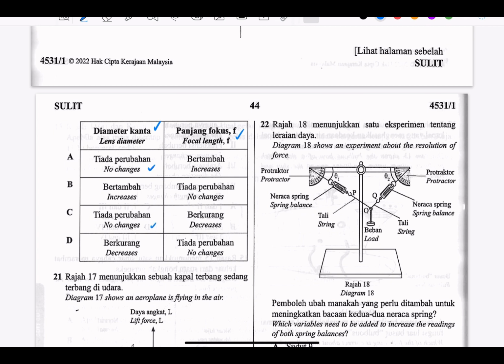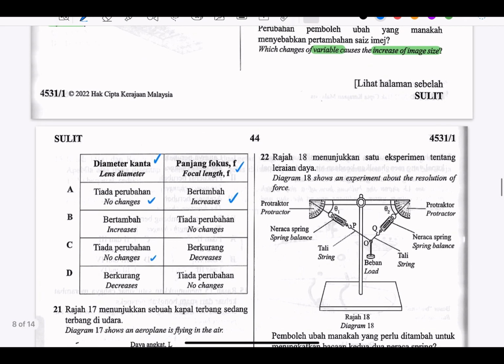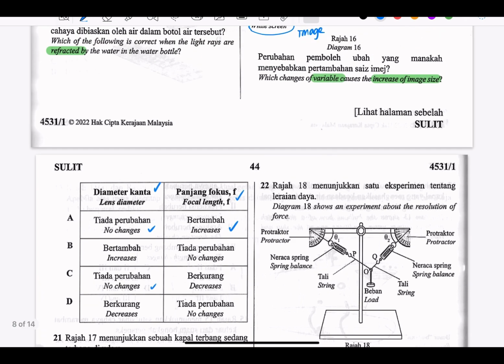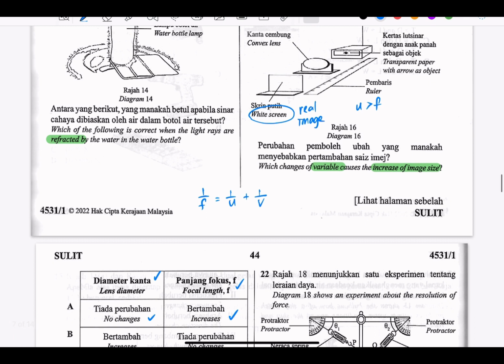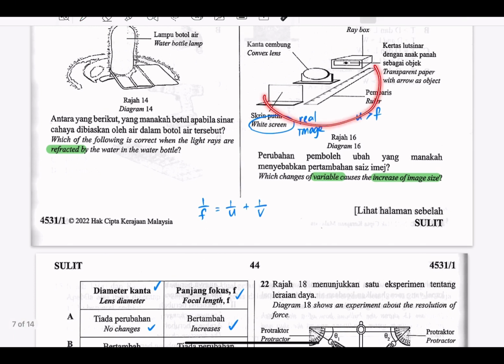So no. For focal length, when the focal length increases, the size of your image will increase. So we have a look at the lens formula. Okay, this is the lens formula. In this experiment, we change the different types of convex lens, so we have to assume that the object distance remains unchanged. So this one will be constant.